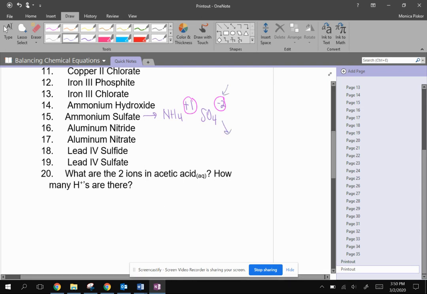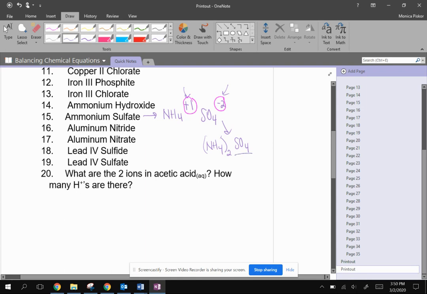So we'll have 2 NH4s. Now remember, I can't just put a 2 at the end. I have to put my polyatomic ion in parentheses, write the 2 on the outside, and I'll only have 1 SO4. So if you only have 1 polyatomic ion in your formula, you don't need parentheses, because just writing it is enough.